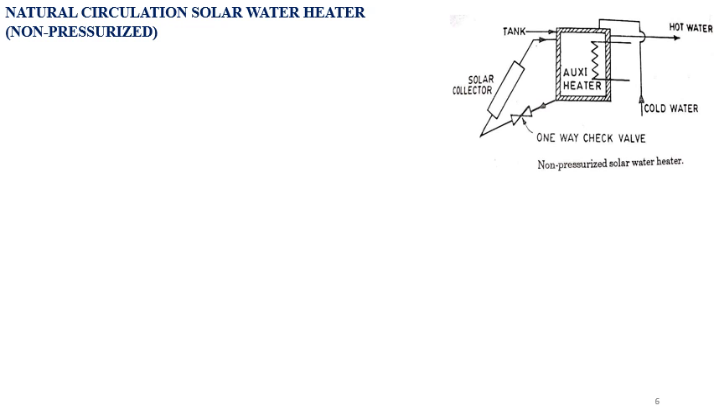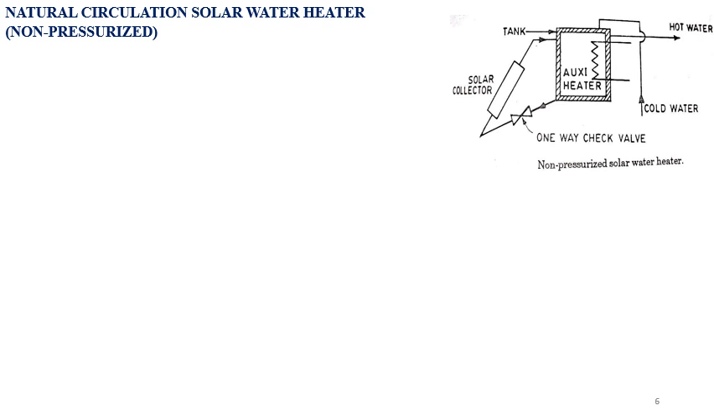Next we will see natural circulation solar heater, non-pressurized. Okay, so the sketch shows the non-pressurized natural circulation solar water heater. A pressurized system is able to supply hot water at locations above the storage tank. Okay, so this creates considerable stress on the water channels in the collector, which must be designed accordingly.